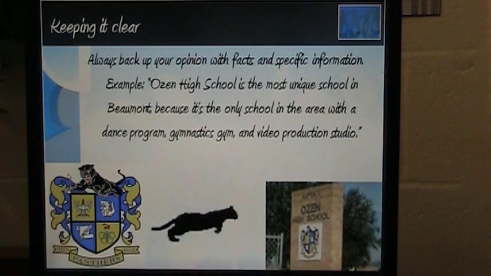Backing up your opinion with facts and evidence and specific information is really simple. For example, Ozanne High School is the most unique school in Beaumont because it's the only school in the area with a dance program, gymnastics gym, and video production studio. This is an opinion, clearly most unique. However, those are facts that give information about the school and may support that person's thoughts about Ozanne being the most unique. I'll give you a moment to jot that down.